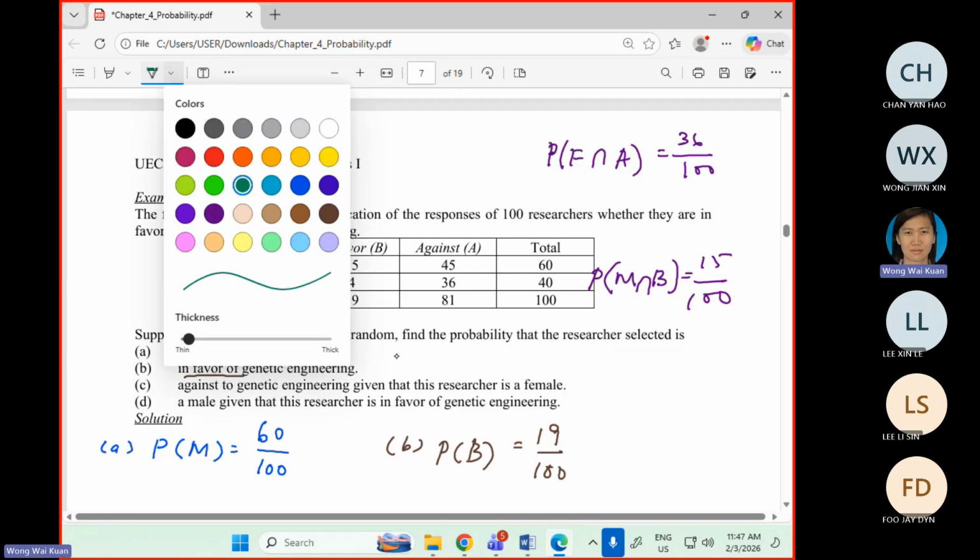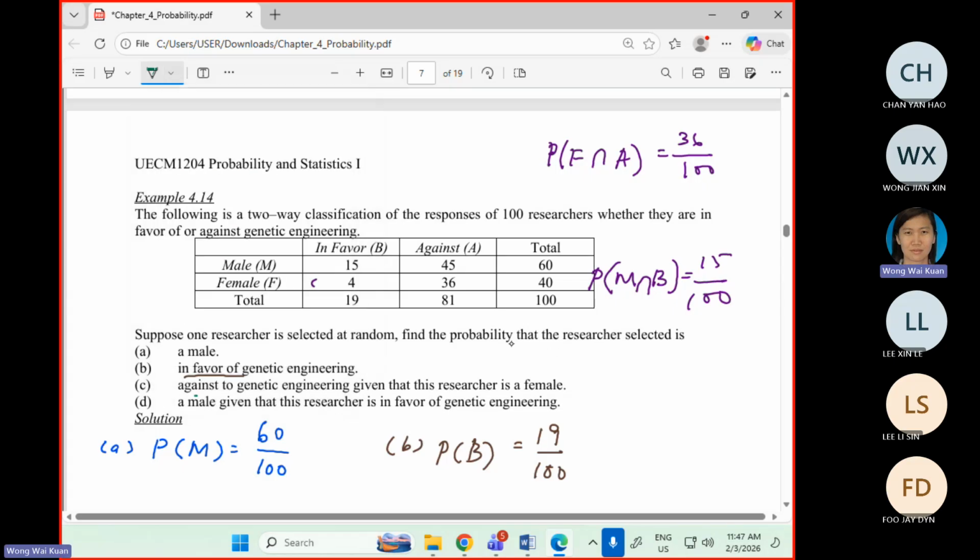What happened to this? The probability that the researcher selected is against genetic engineering, given that this researcher is a female. Given that this researcher is a female. So when I know this is female, I take care of who? Female only, right? Should I take care of the male? No, I don't look at the male at all. You get me? So that is the 'given that'.